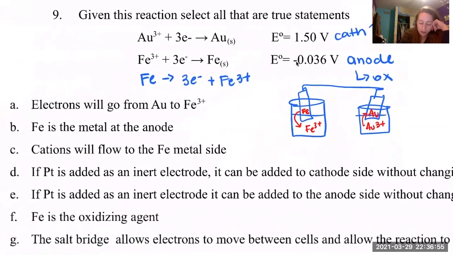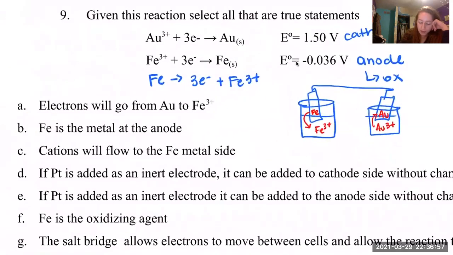Okay. So the first statement is saying electrons will go from the gold, the cathode, to the solution down here, and that is false. It's going the opposite way. It's going from the anode to the cathode, not the cathode to the anode. So electrons are going that way. Iron is the metal at the anode. That is true. C is cations will flow to the iron metal side.